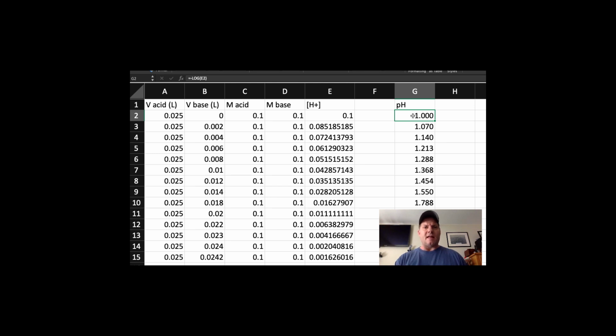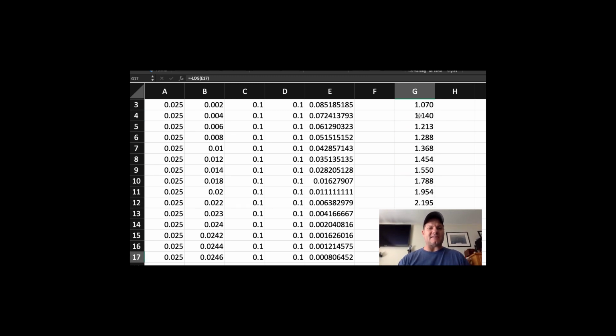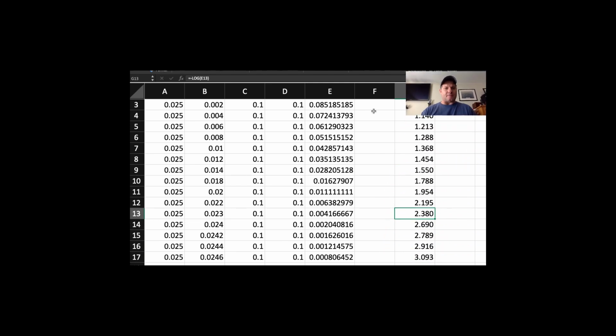So when I start, I don't have any base. My pH is starting at 1. And as I add more and more base, the pH, as we expected, is slowly starting to go up. But there's some surprises here. For example, if I look down here, there's 25 milliliters of acid, 23 milliliters of base. Only 2 milliliters difference. You'll notice that the pH is only 2.38. Wouldn't we expect that to be a little closer to 7?